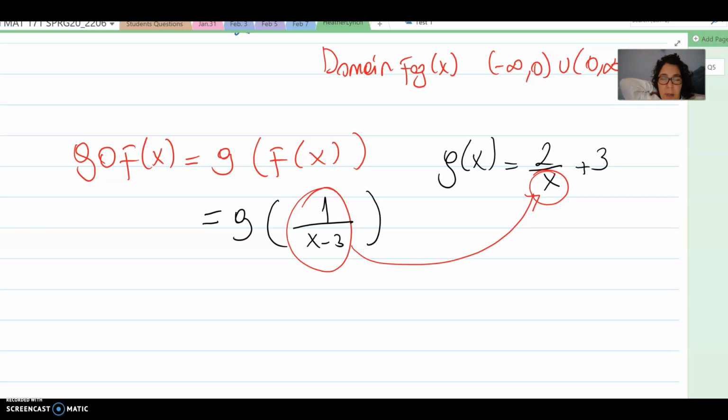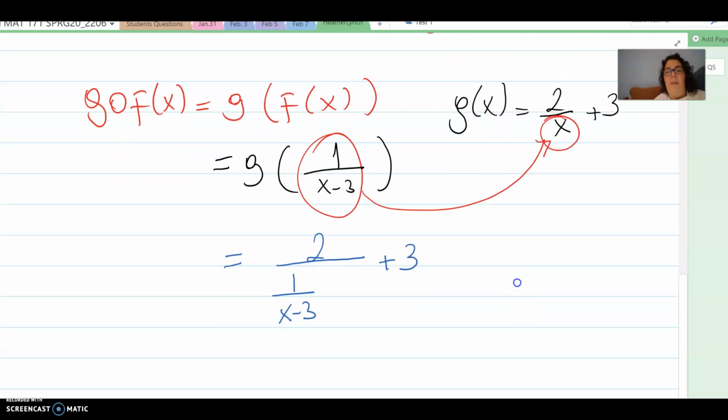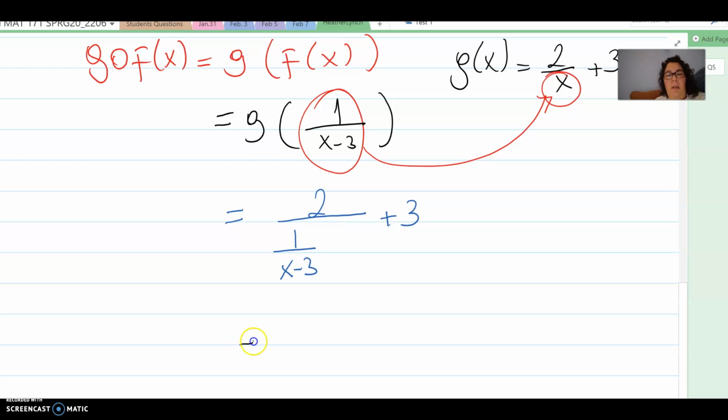Hence, we're not solving. We're trying to compose these functions, thinking that f of x is the inside one, and see what the resultant function is. That's what we're doing. So 2 over 1 over x minus 3, and plus 3. This is what we're doing, because what does g of x do? 2 over input, this is our input, plus 3. All right, so we need to simplify that.